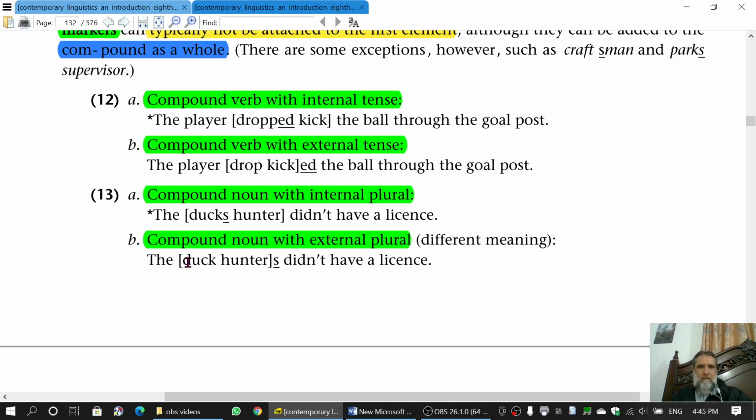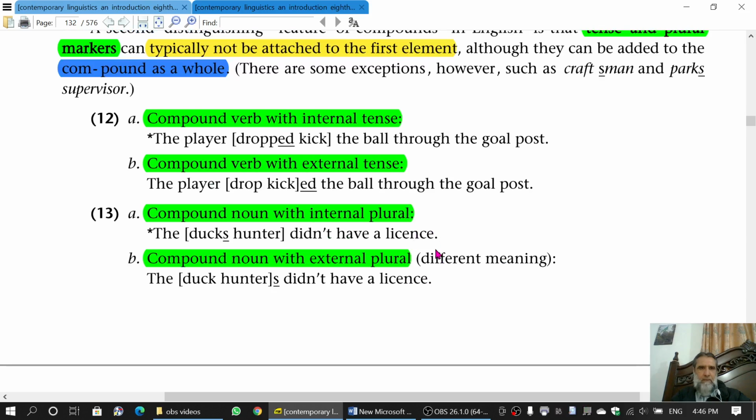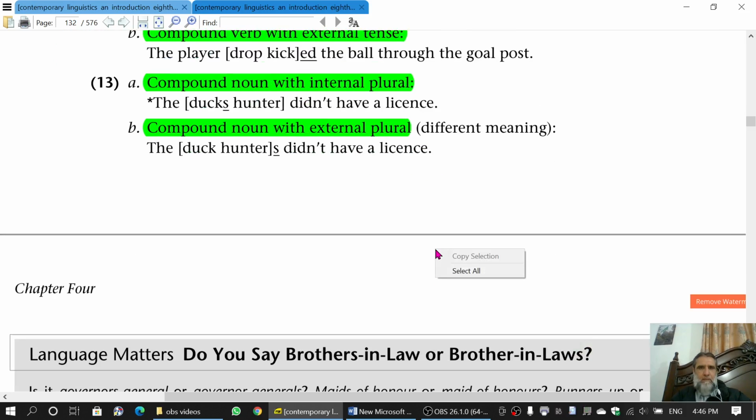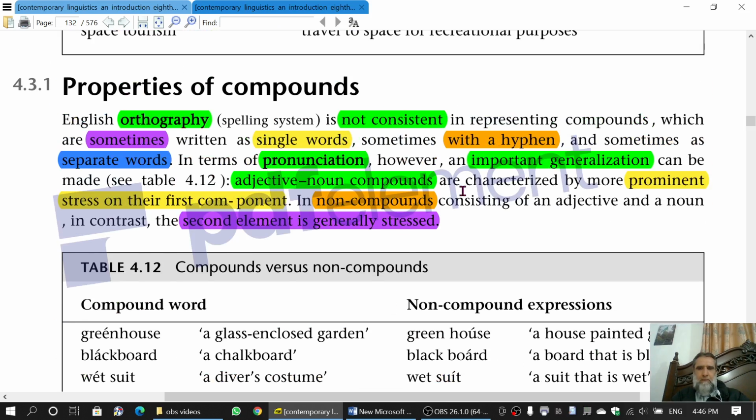And when we say duck hunters, the meaning referred to is different from ducks hunter, because here ducks hunter is singular while duck hunters becomes plural. So therefore the meaning is different. So this was the discussion about properties of compounds. Listen to it in Urdu now.